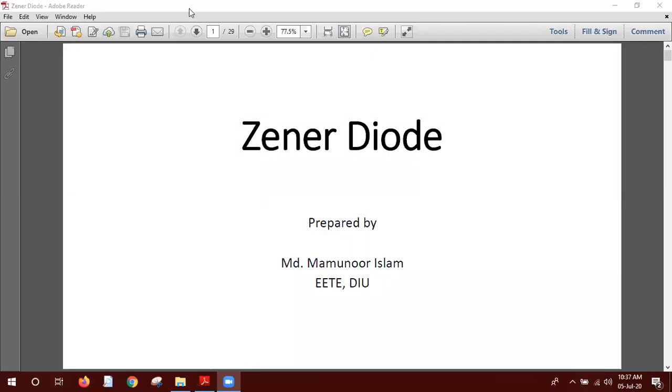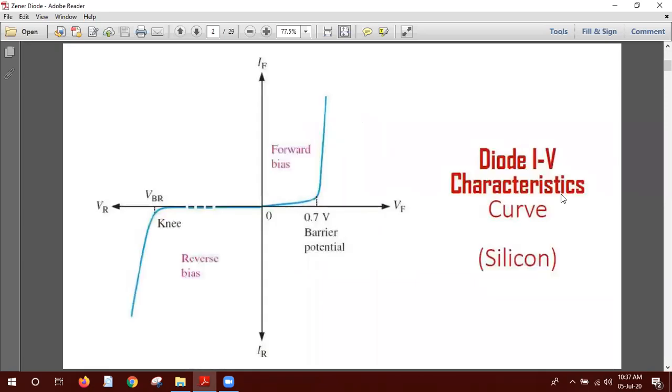We are studying the Zener diode. Today we'll see some of the mathematics of the Zener diode. We'll just have a 5 minute recap so that in the meantime some students will join. Assalamu alaikum. Walaikum salam.